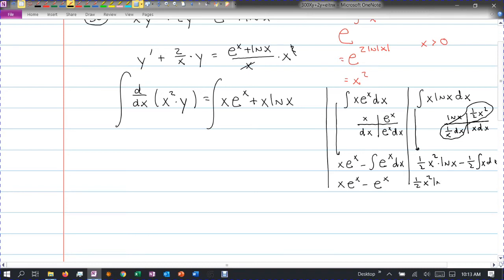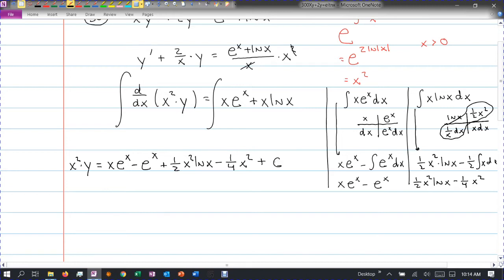1/2 x squared natural log x, and now I need to take the antiderivative of x, which is 1/2 x squared, so I get minus 1/4 x squared and then plus a constant. So time to put this all together. The left hand side over here is x squared times y, and then the right side, let me throw that all together: x e to the x minus e to the x plus 1/2 x squared natural log x minus 1/4 x squared plus some constant.